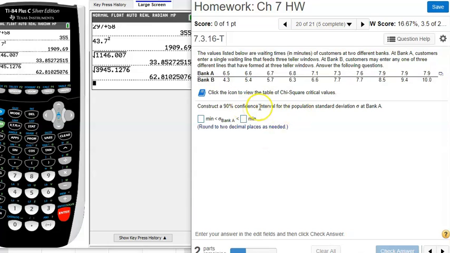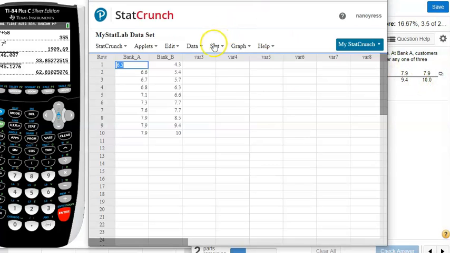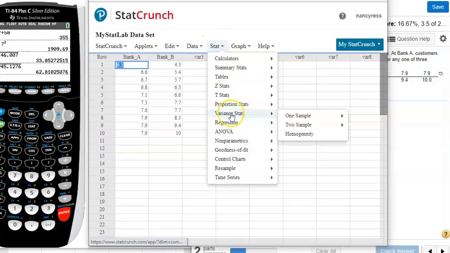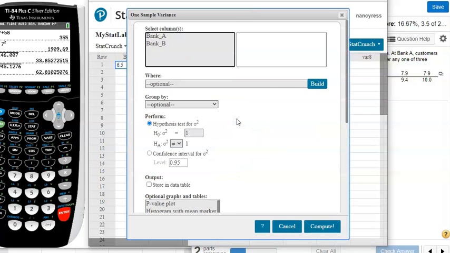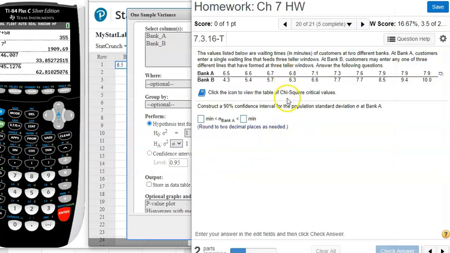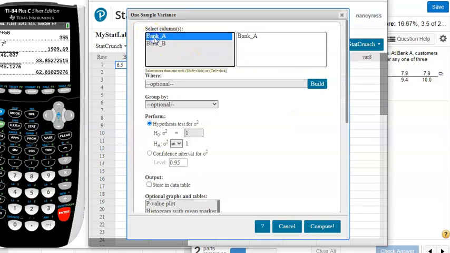This one is also asking for a confidence interval for the population standard deviation. This one they do give you the data, so you can open it in StatCrunch. You still need to use the variance stats because it's about a standard deviation, but this time, since you have the data set, you can do one sample with data. And this problem is going to ask you for the confidence intervals for both of them, so you can do them one at a time, or you can select both of these and do them both at once.